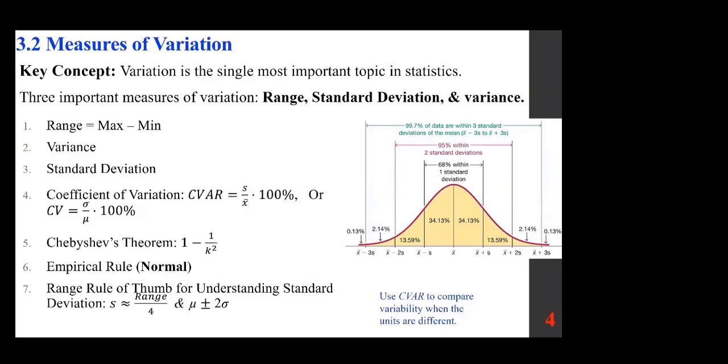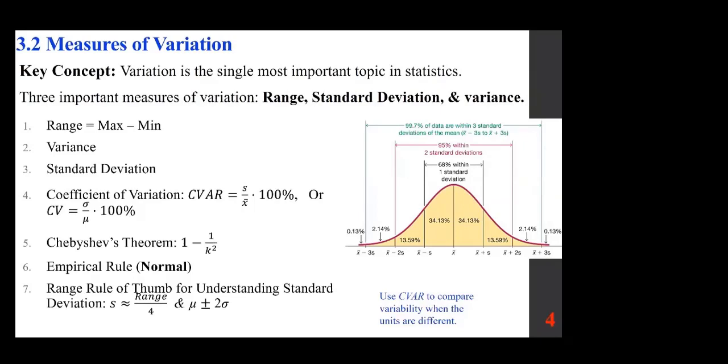Then we look at the variance, standard deviation, and coefficient of variation. Sometimes they call it CV, sometimes they call it CVAR, which is simply the ratio of the standard deviation to the mean. If you're looking at a sample, we use S over X bar. If you're looking at a population, we use sigma over mu. And that 100% is changing it to a percentage.